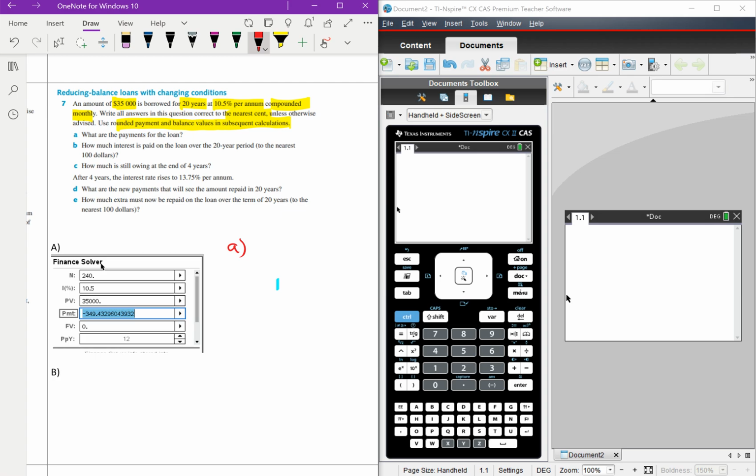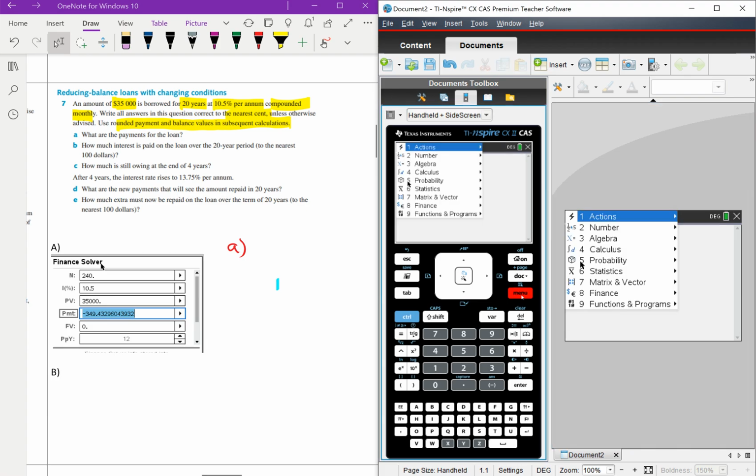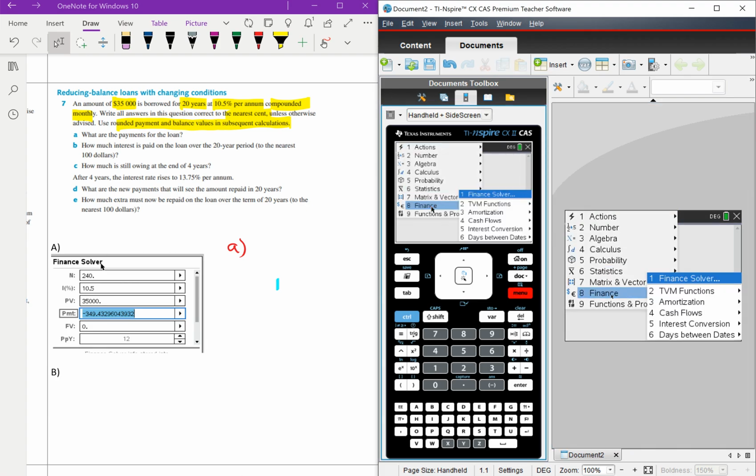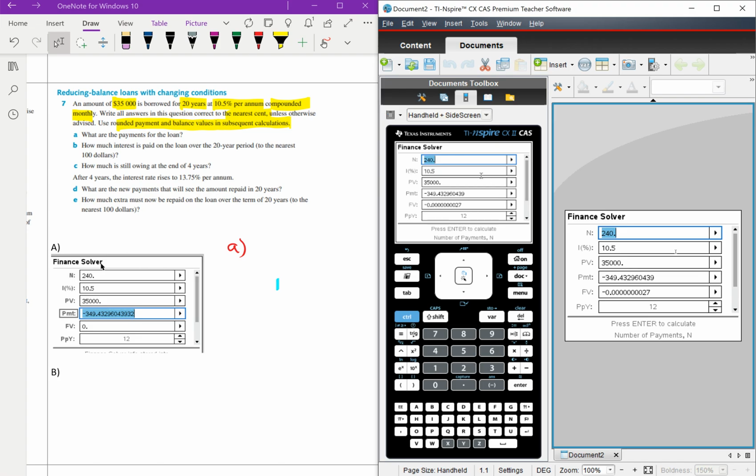Here we go. Again, I've got the finance solver screenshotted over here, but let's do it over here. On your CAS, go to menu, finance solver. I'm just going to delete them all so that we know what we're working with. At N, I've got 20 years, but because it's compounded monthly, the number of payments I'm going to make is 12 a year. So 20 times 12. I'm going to press tab, which moves me on to the next one. So in total, after 20 years, I should do 240 payments.